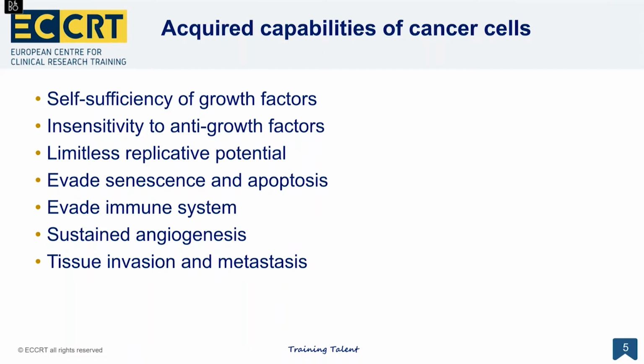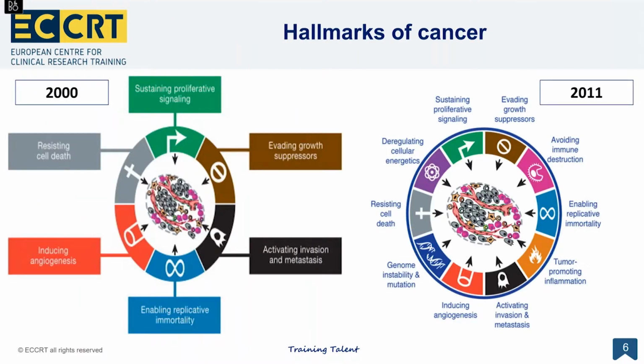And these are the hallmarks of cancer nowadays. On the left side, you can see 2000. This is what they knew about cancer cells at that time: that they were resistant to cell death, that they could induce angiogenesis, creating blood vessels, that they could stay immortal, that they could invade and metastasize, and that, by evading growth suppressors, they continue to activate growth factors.